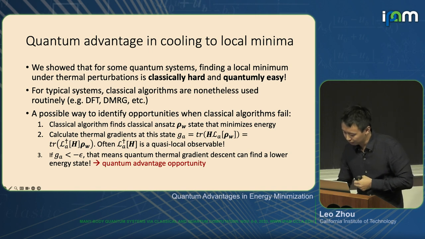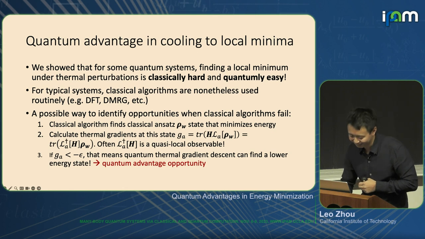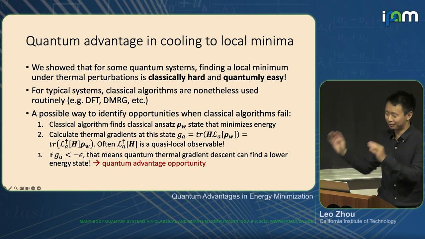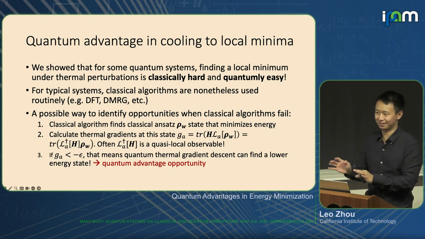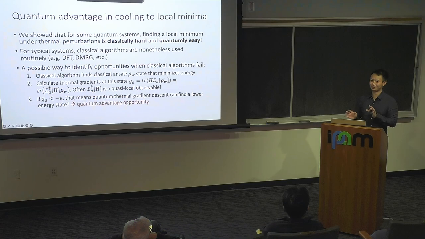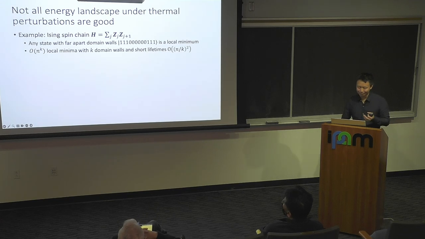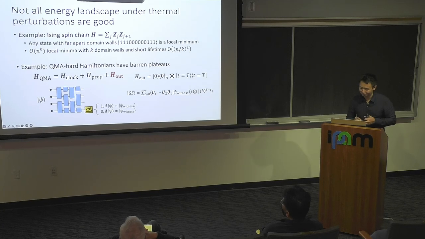So I don't have too much time left. I can show you either the construction of these Hamiltonians, or I can tell you more about the energy landscape. Is there a preference that people have? Kind of out of time. Okay, so all right, maybe a summary. I'm just going to quickly say this.